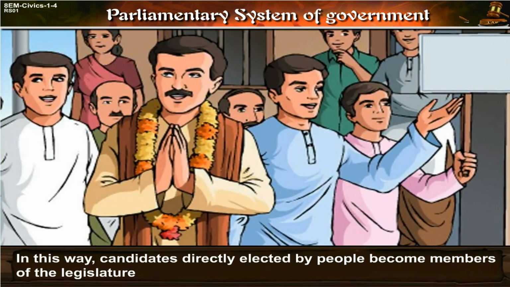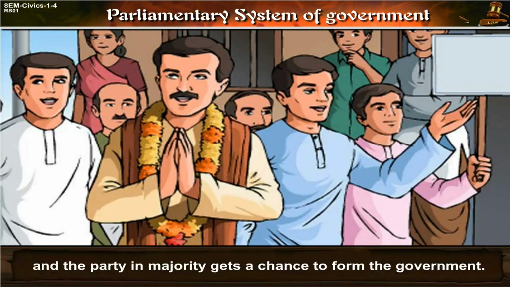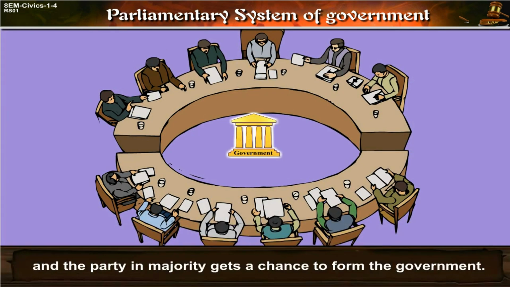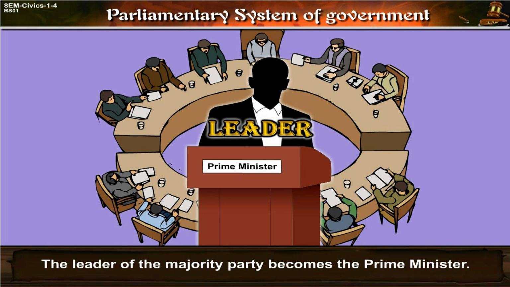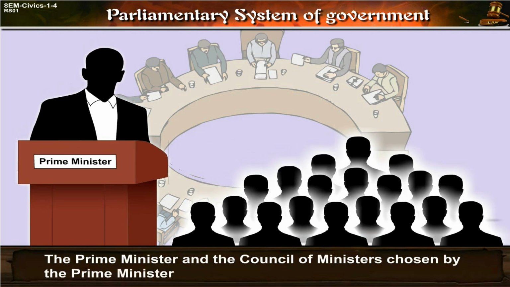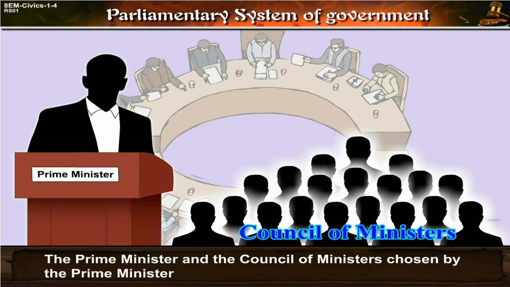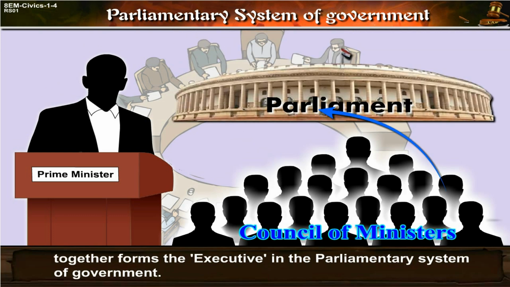In this way, candidates directly elected by people become members of the legislature and the party in majority gets a chance to form the government. The leader of the majority party becomes the Prime Minister. He or she selects candidates for ministerial positions from among his or her colleagues. The Prime Minister and the Council of Ministers chosen by the Prime Minister together form the executive in the parliamentary system of government.